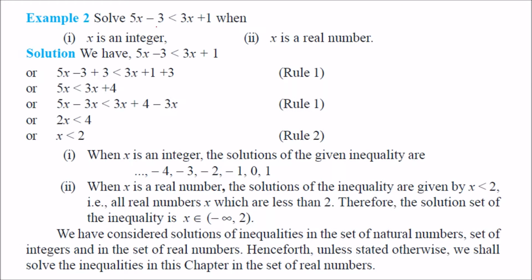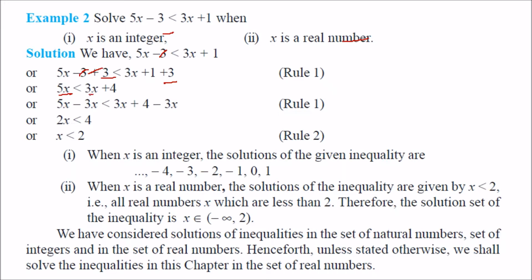We have to solve 5x minus 3 less than 3x plus 1. So how are we going to solve it? We'll see about x being an integer and being a real number. 5x minus 3 less than 3x plus 1. So let us add 3, because we want to eliminate this 3. We add 3 on both the sides, rule 1. So this will get cancelled. You'll get 5x less than 3x plus 4.